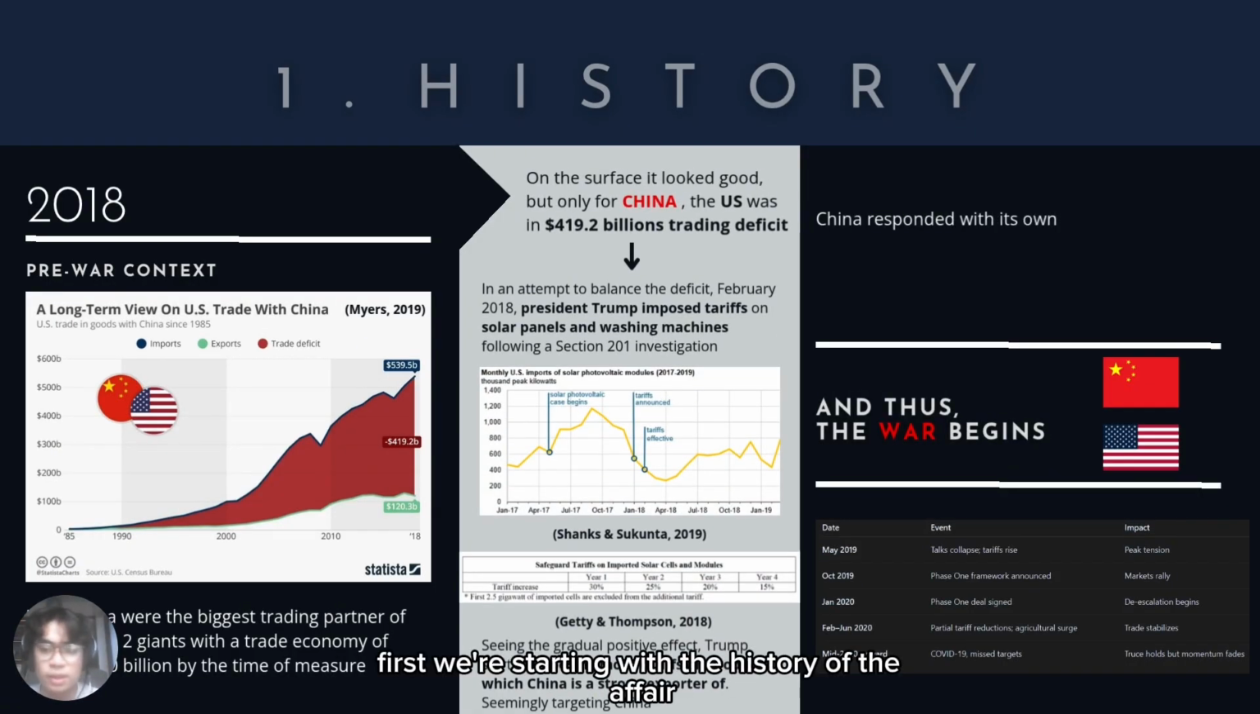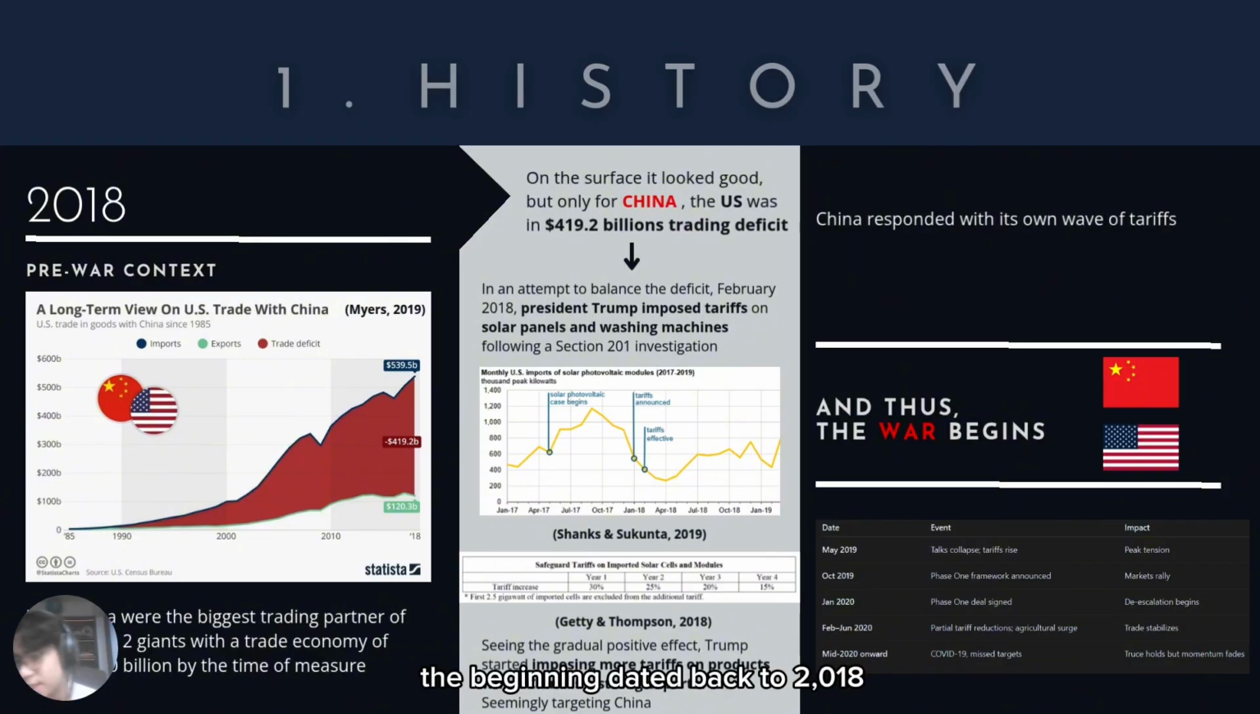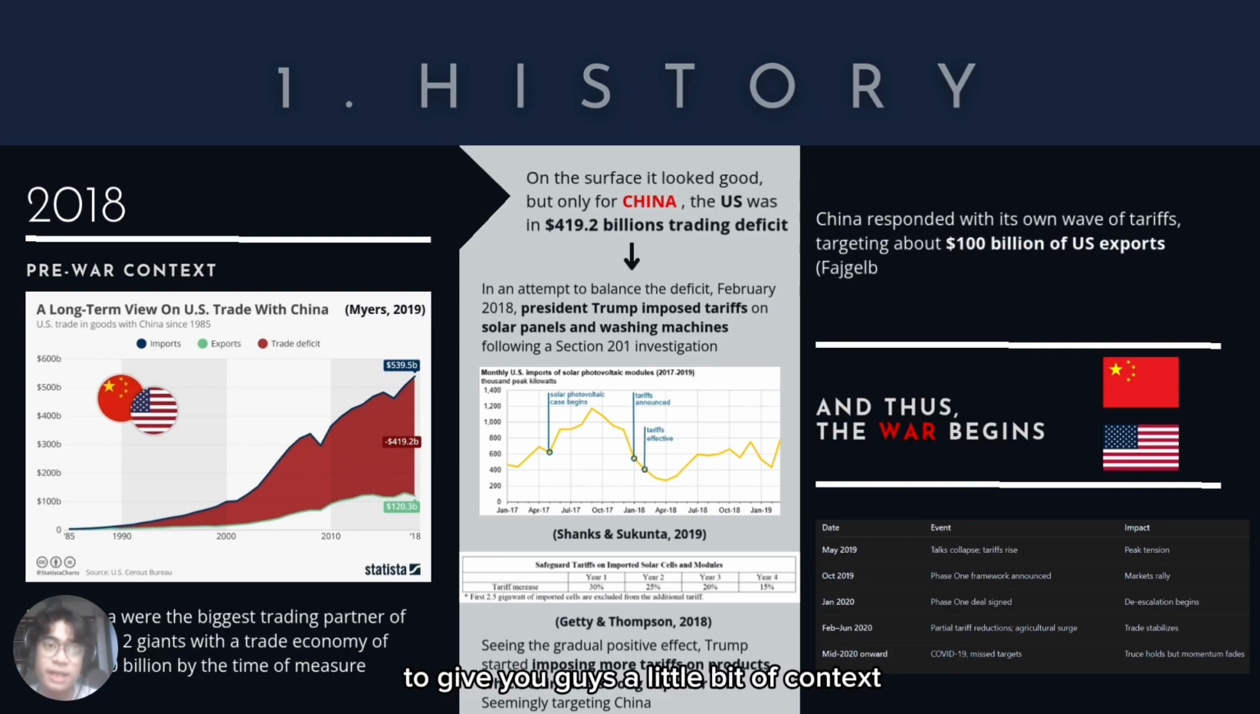First, we're starting with the history of the affair. The beginning dated back to 2018 during Trump's first presidency. To give you guys a little bit of context, the US and China are rivals in many aspects, such as politics, militaries, alliances, and many others. One major thing is the economy.